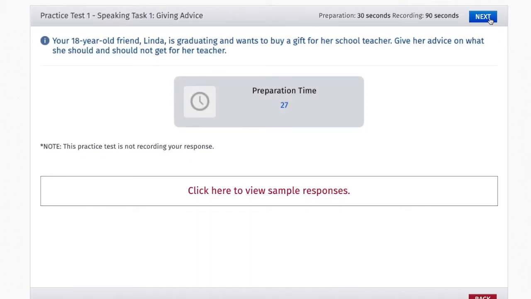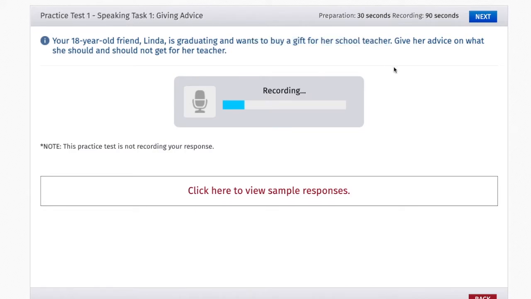So here we are in a sample of Speaking Part 1, giving advice from the CELPIP website. And we want to just point out some information from our guide. The first part is about reading the question. You should read it part by part to understand the topic. And it says here, your 18-year-old friend Linda is graduating and wants to buy a gift for her teacher.